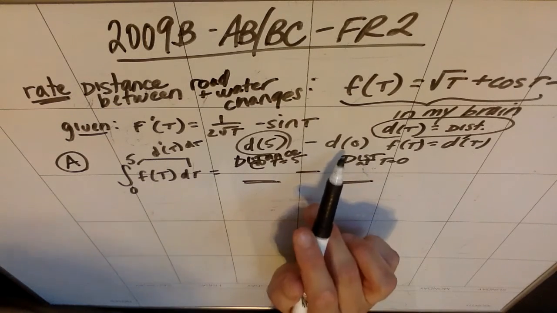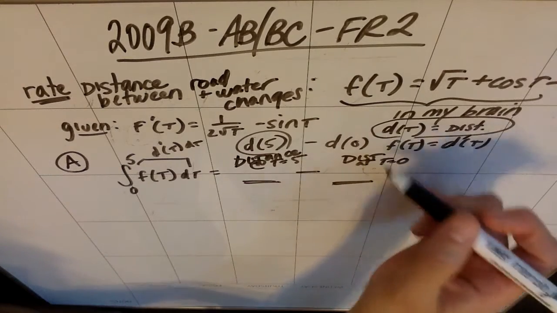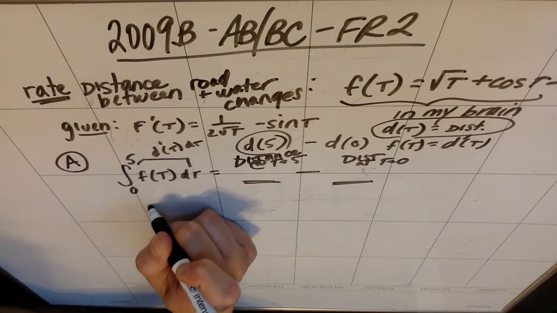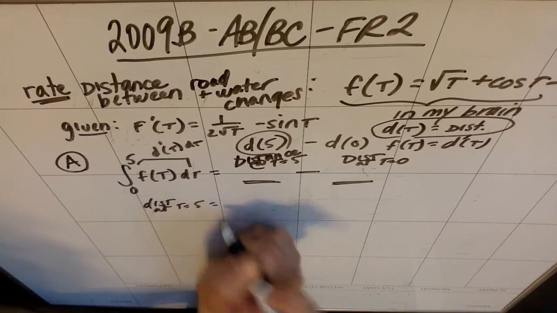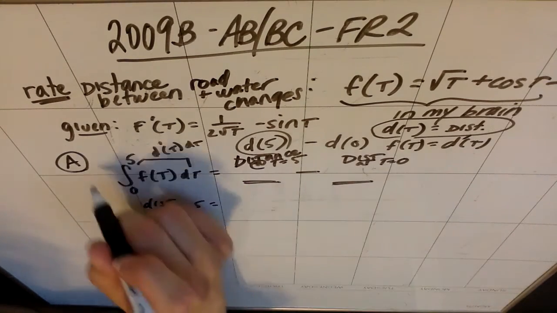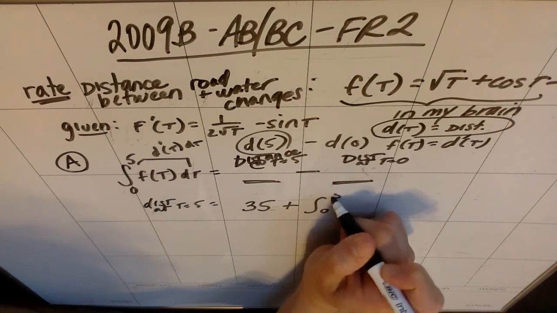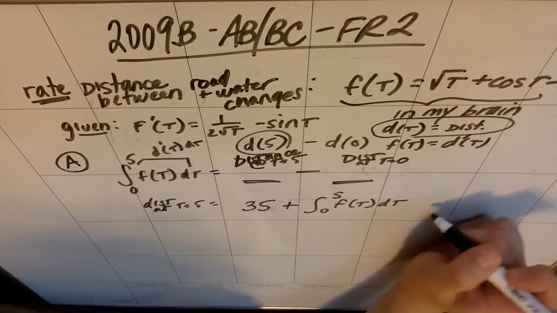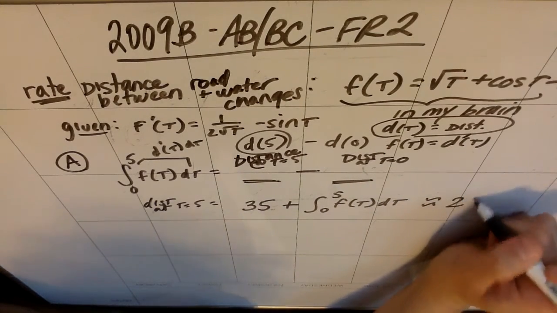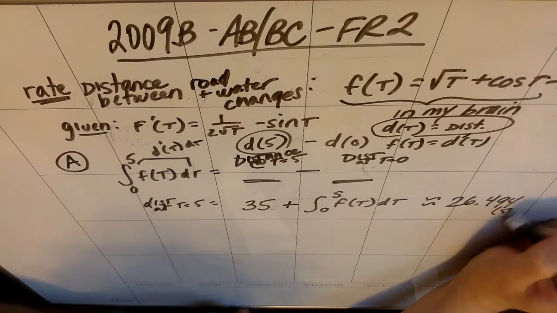So I know d of 0. I'm told that there are 35 meters between the road and the water at the start of the problem. So essentially, this is going to get added over. The distance at t equals 5 is going to be 35 plus this integral, which is something I can make my calculator do, right? So this is what the AP needs to see from you, and then they just want you to type and get your answer, right? So it's 26.494 or 5, and it's in meters, right?